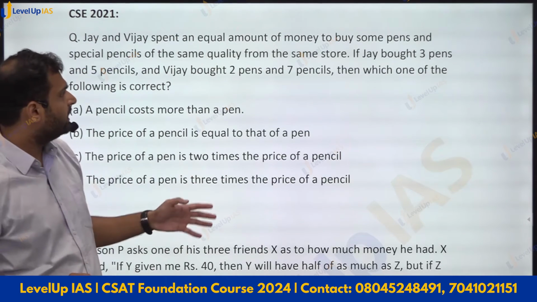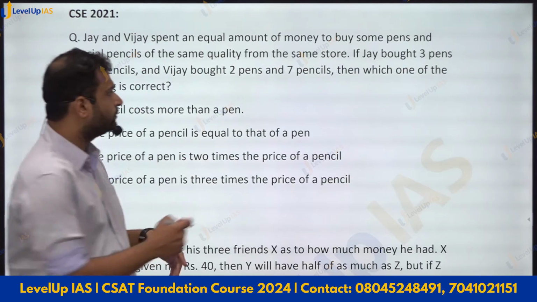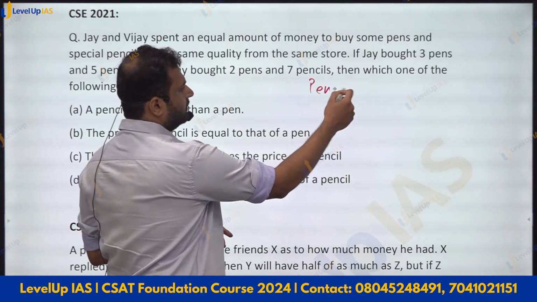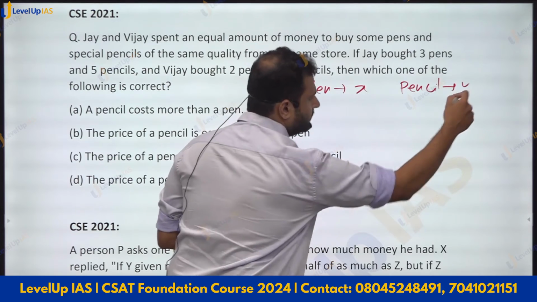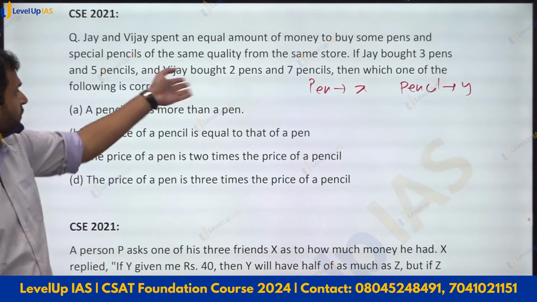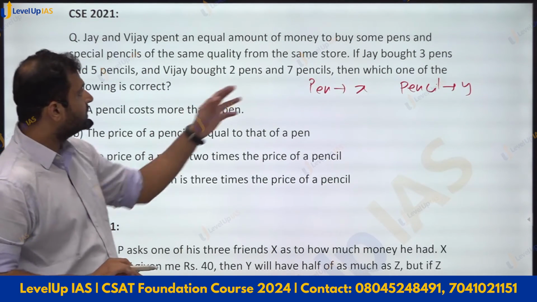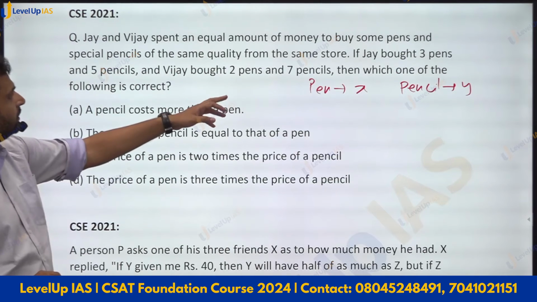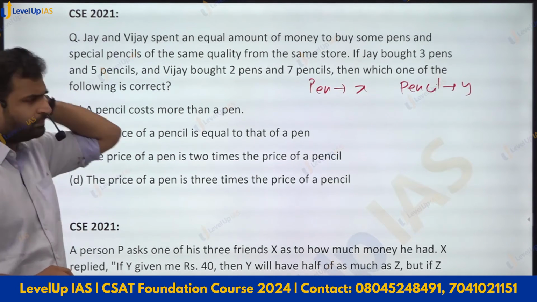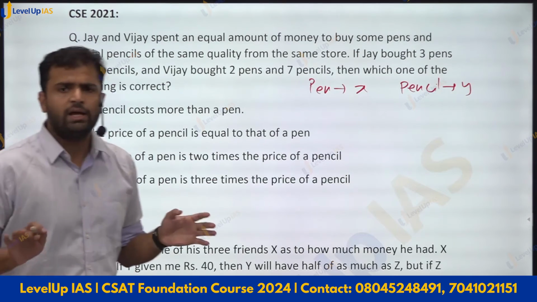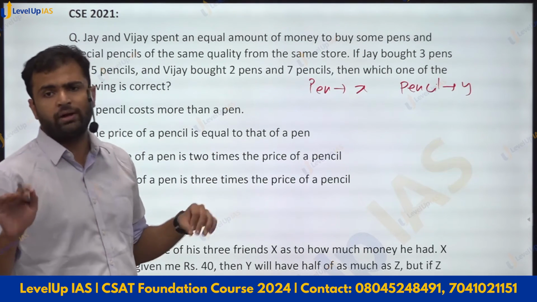So let us say the price of pen is X, the pen is costing X and the pencil is costing Y. Let us say that, because that is what we have to comment upon. So what are the equations that we have? Let us say initially they have the same quantity. We can take any quantity. Let us say K. We can take K as any value, 100, 200, anything.